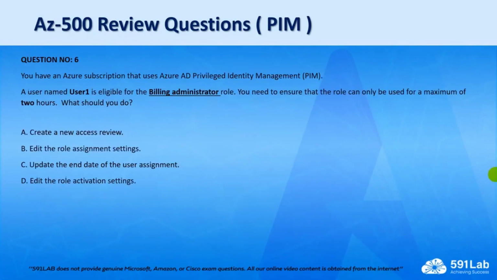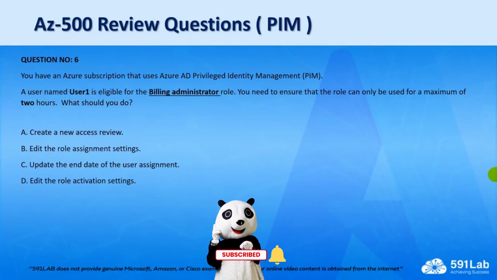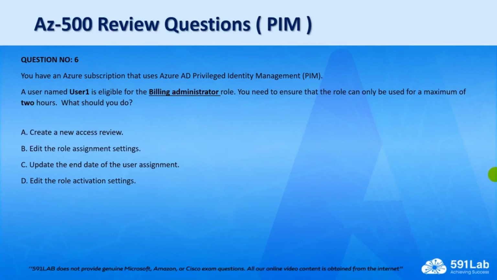In this question, we have an Azure subscription that uses Azure AD Privileged Identity Management. And we have a user called user1, who is eligible for the billing administrator role. Now we need to ensure the role can only be used for a maximum of 2 hours. I think the question is pretty easy. We have seen in the initial section of this video, as well as in the previous questions, how we can set the duration for activation. If you look at the options, you can clearly get the idea which option is the right one. And the right answer is edit the role activation settings.